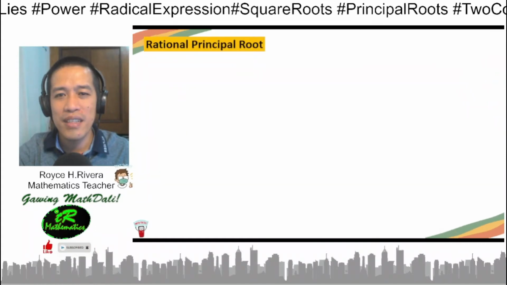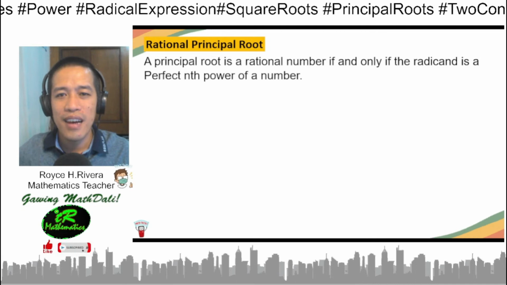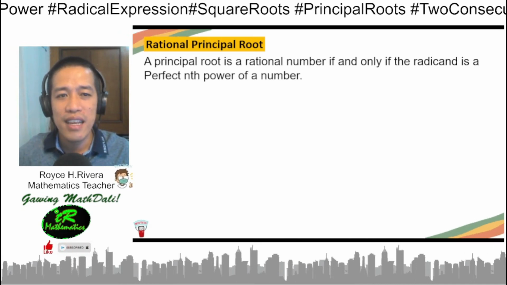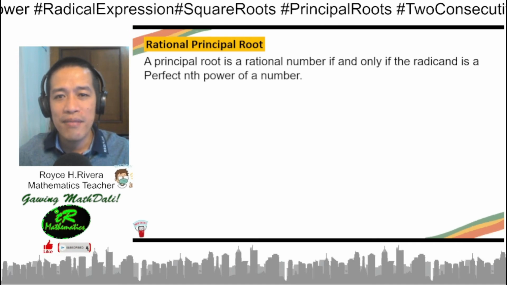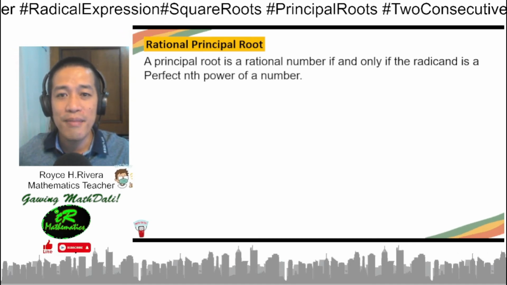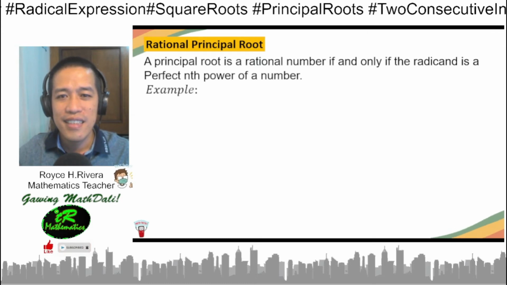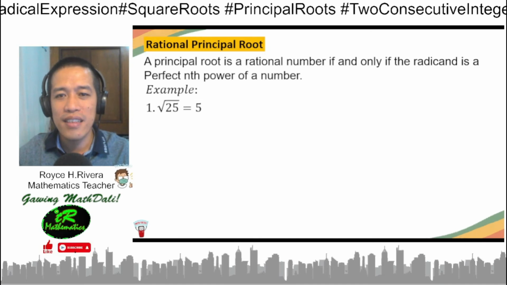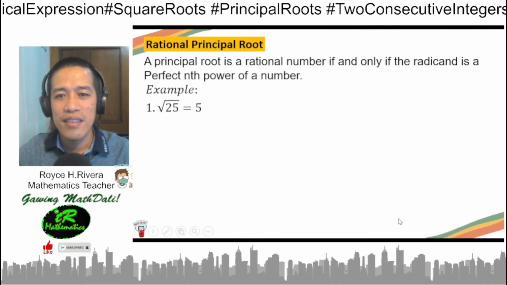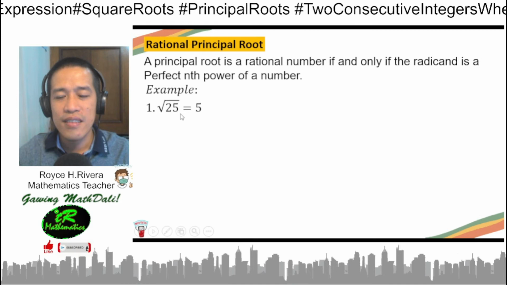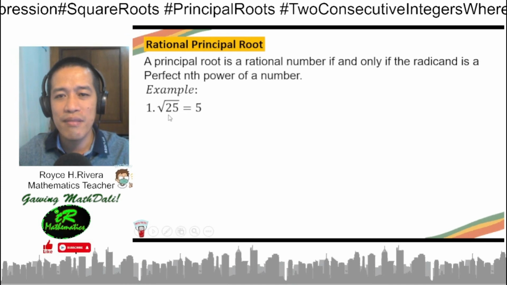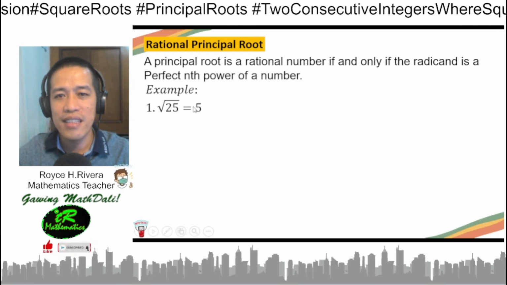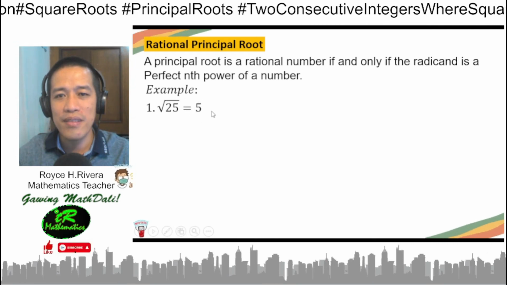The rational principal root. A principal root is a rational number if and only if the radicand is a perfect nth power of a number. Here is an example. Number 1, the square root of 25. So the principal root of the square root of 25 is 5. Therefore, it is a rational principal root.